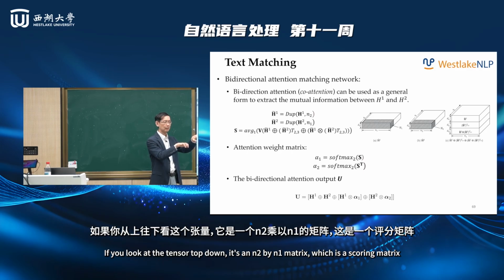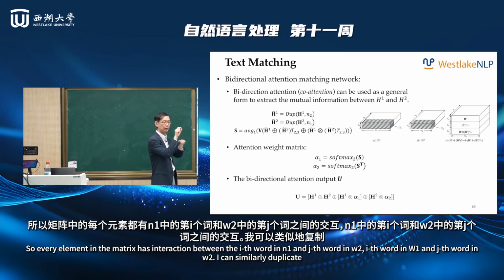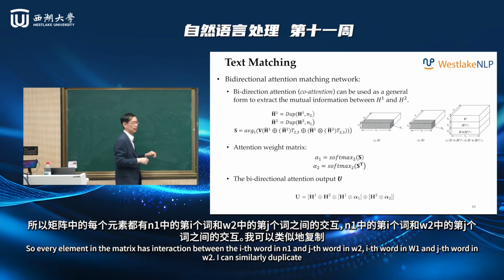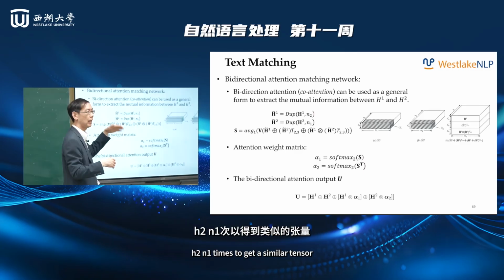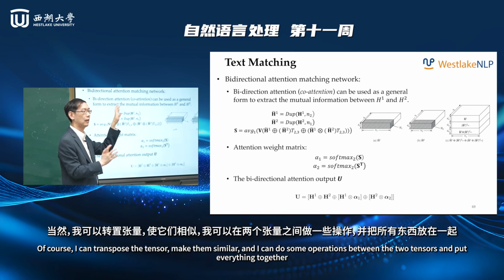Which is a scoring matrix. So every element in the matrix has interaction between the ith word in w1 and the jth word in w2. I can similarly duplicate h2 n1 times to get a similar tensor. Of course, I can transpose the tensor to make them similar.